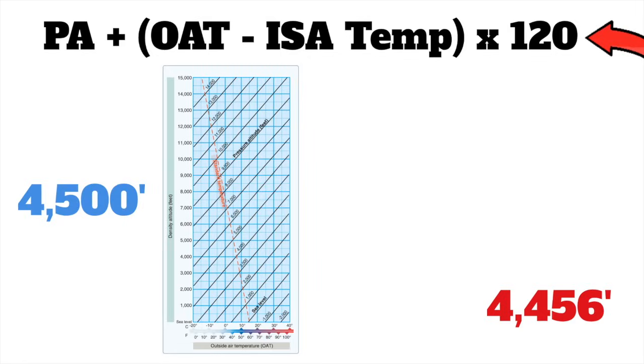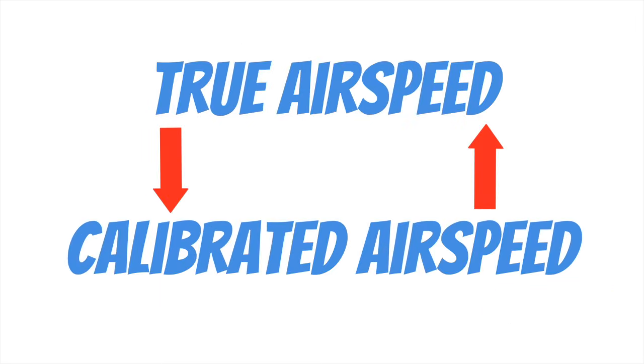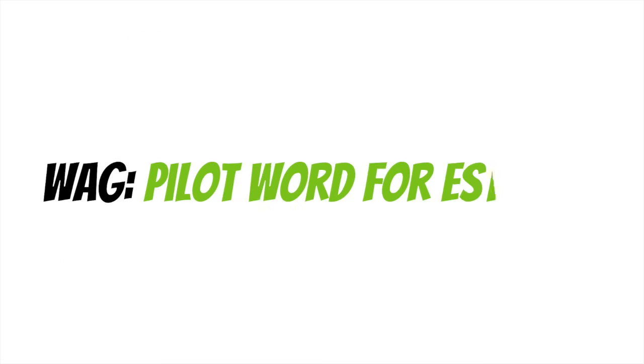Okay, so another thing you might want to convert is true and calibrated airspeed. Now, I'm going to be the first one to admit to you that if you want to be precise, all the formulas you're going to find are way too complicated. You're much better off using a flight computer to get the numbers perfect. But here's a quick WAG that'll get you pretty close. For every 1,000 feet of altitude that you gain, you can generally expect your true airspeed to be about 2 knots faster than calibrated airspeed.